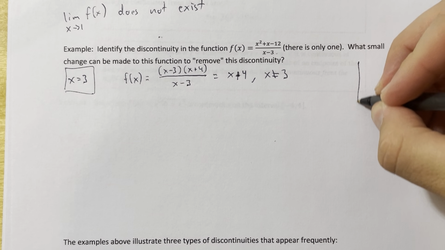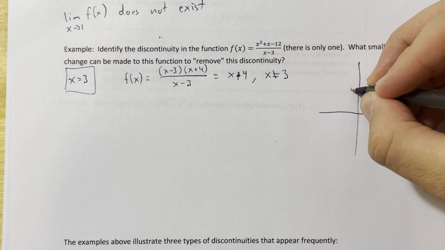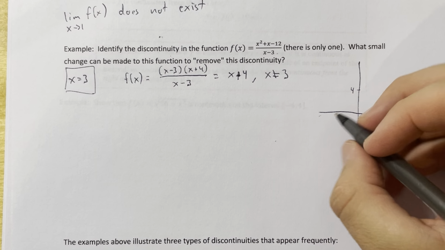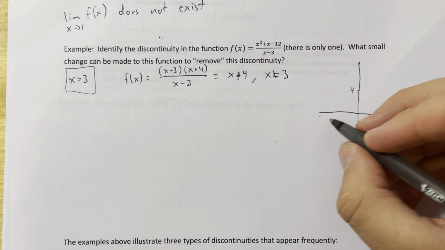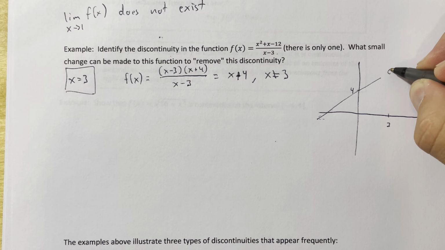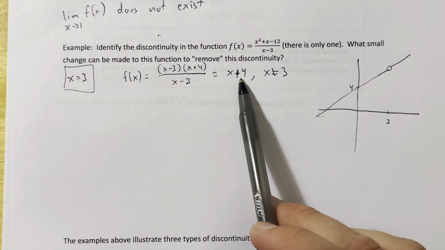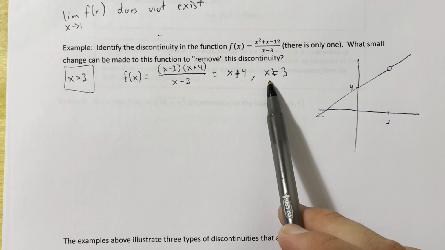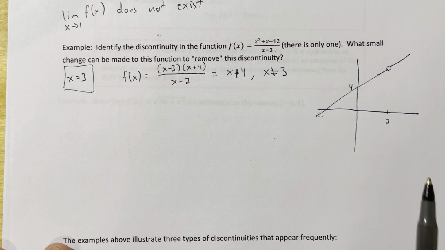Now what does this function look like? Well, we're looking at a line with a slope of 1 and a y-intercept of 4. Now let's suppose 3 is right here. This function is going to have a hole right there. And again, that's to indicate that this function looks like a line everywhere except for where x is equal to 3. The function just won't be defined at 3. So that is actually what this original rational function would look like if you graphed it.